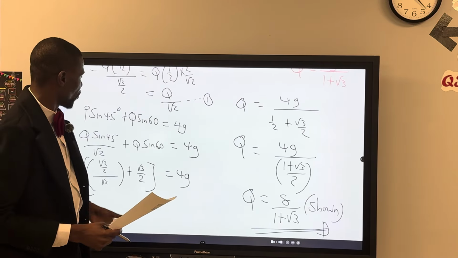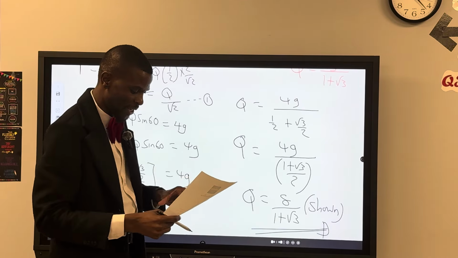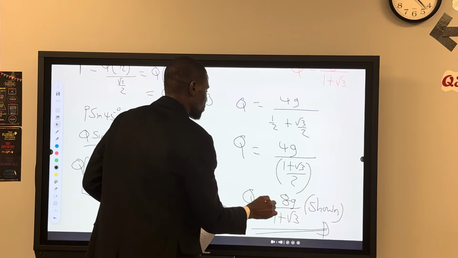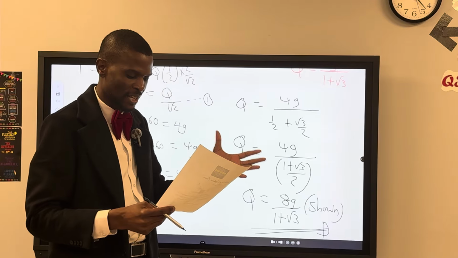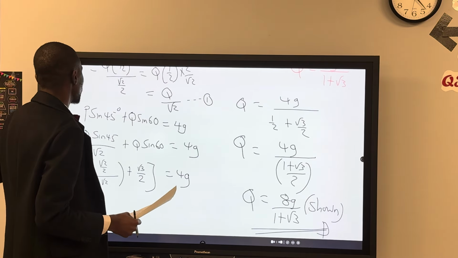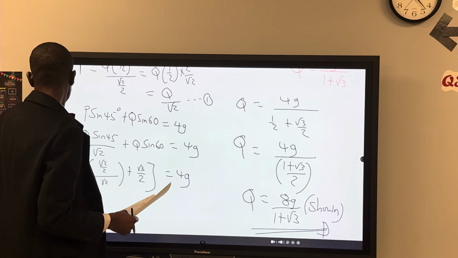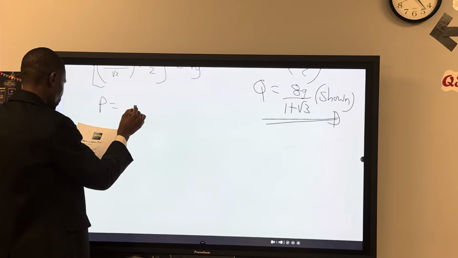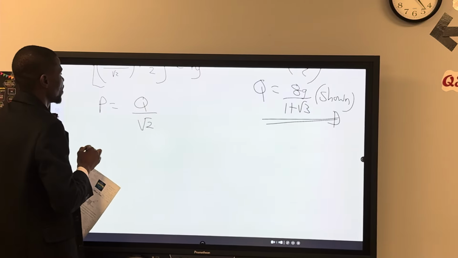Right. So when we are done with this now, guys, the question says, show that Q equals 8G over 1 plus root 3, and hence, use the above result to find P in similar form. So to express P in similar form, remember, P is equal to Q over square root of 2, right?